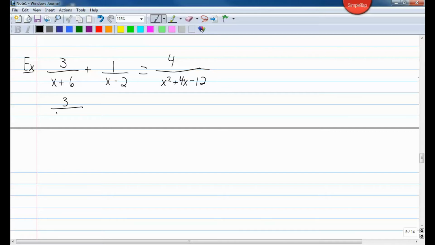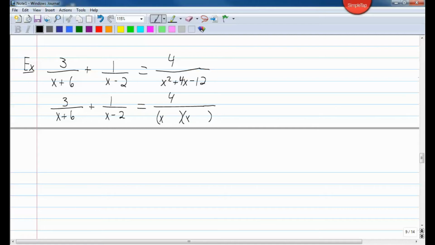This is 3 over x plus 6. The x plus 6 won't factor. Plus 1 over x minus 2. X minus 2 will not factor. But this denominator here, this x squared plus 4x minus 12, that will factor. Okay? And a lot of times, if a problem throws a quadratic into this type of problem, it's going to factor. So let's see how that would factor.